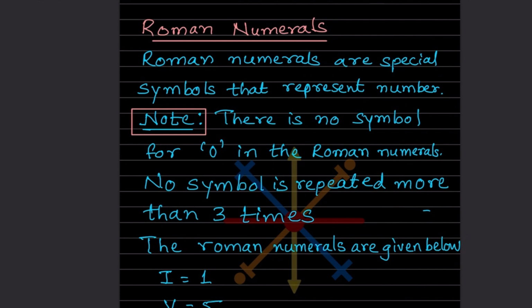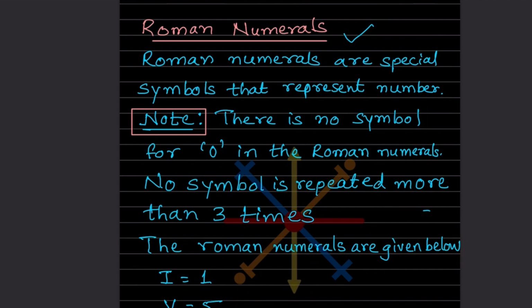So let us start. In the previous video we saw how to estimate by rounding. Before we start with the new exercise, we are going to see the Roman numerals, with some explanation about it. In a simple way, what are Roman numerals? If somebody asks you for the definition, we can say Roman numerals are special symbols that represent numbers.